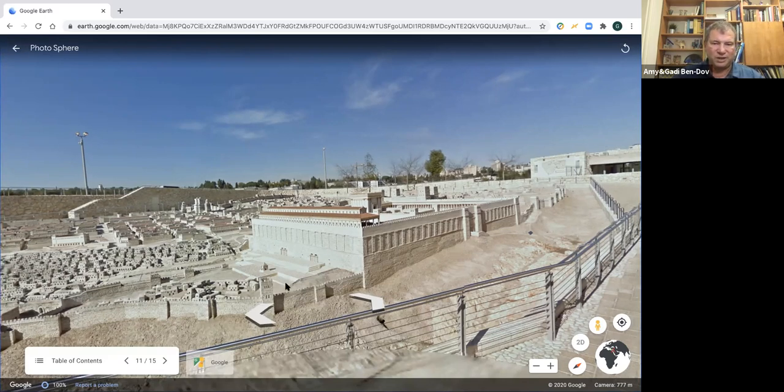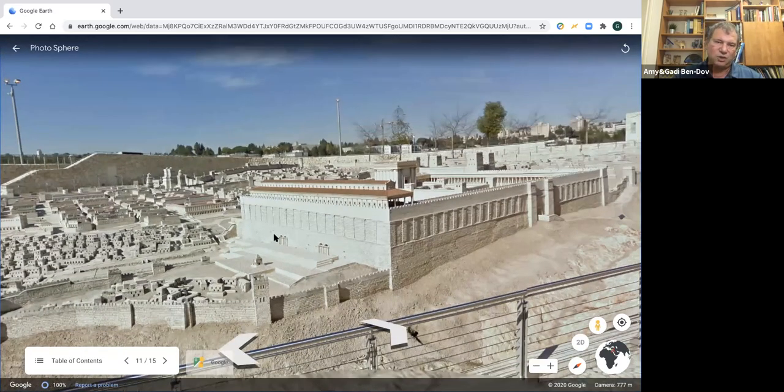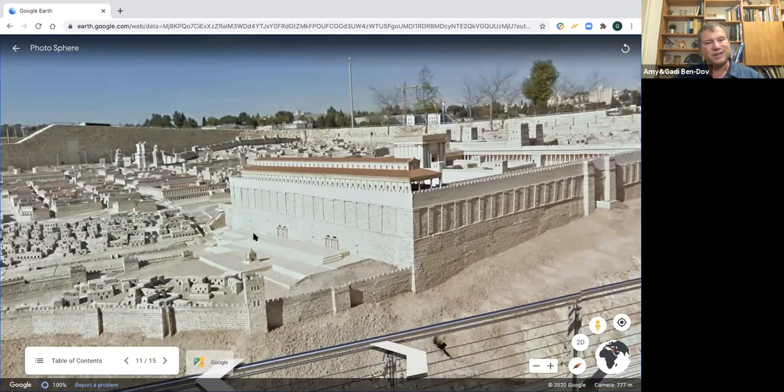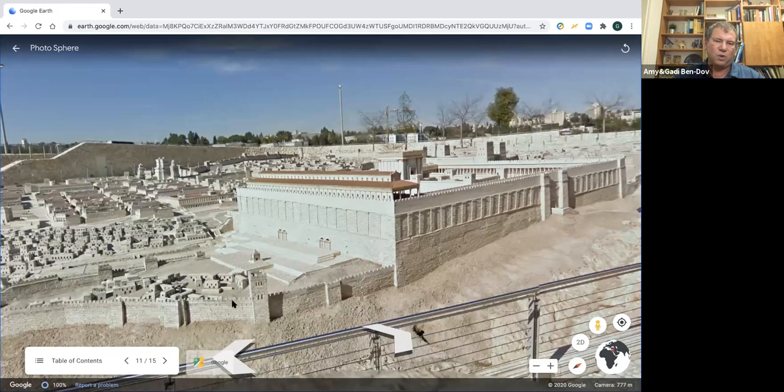Now, what's important to look at are these steps and these two entrances, because soon we're going to see the archaeological evidence that we have of this southern wall. This is the southern retaining wall. This is the eastern wall. And in a moment, we'll go see where the western wall is.